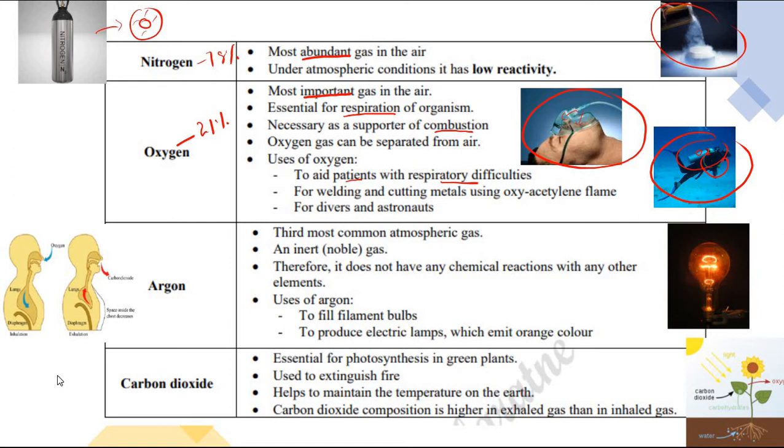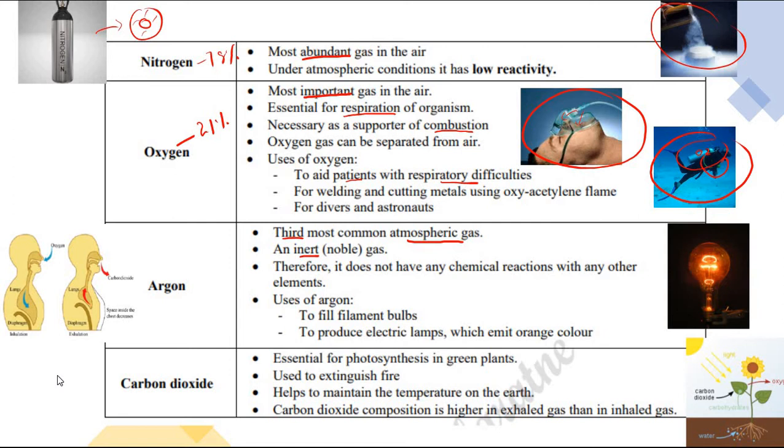Moving on, we have argon, which is the third most common atmospheric gas. Argon is an inert gas. Inert means not reactive. It's a non-reactive or noble gas. Therefore, it does not have many chemical reactions with any other elements.